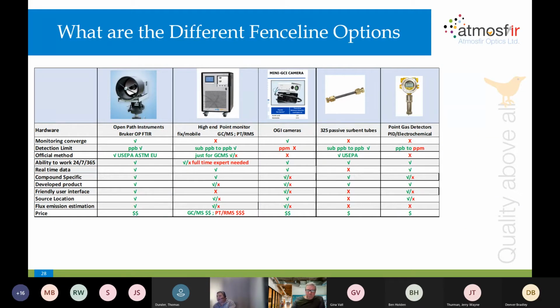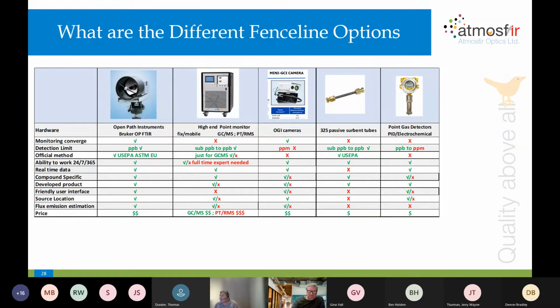Now fence line has become a word that everybody uses, and every technique says that they do fence line. So I put this table to compare different technologies: from open path instruments, the D-fenceline system that we use with FTIR or UV-DOAS, to high-end point monitors that can be fixed or mobile like GC spec or PTRMS, or OGI cameras for total VOC, or even one step further, spectral imaging cameras.